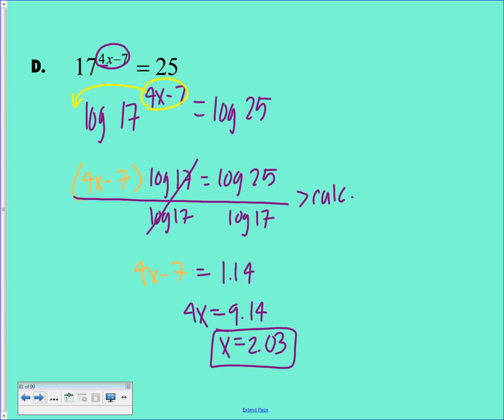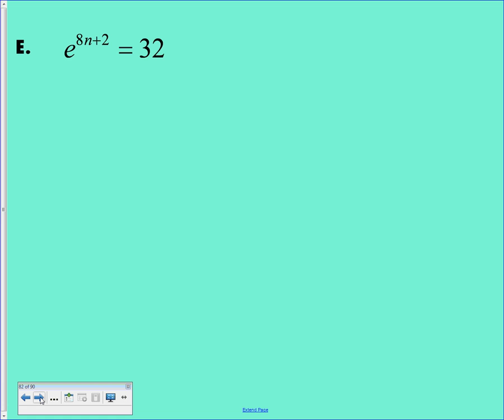Okay, very, very good. And example E. E, get it? And then there's another E. So again, remember E is just a button on your calculator and N is your actual variable. So because of the E, I need to ln each side.